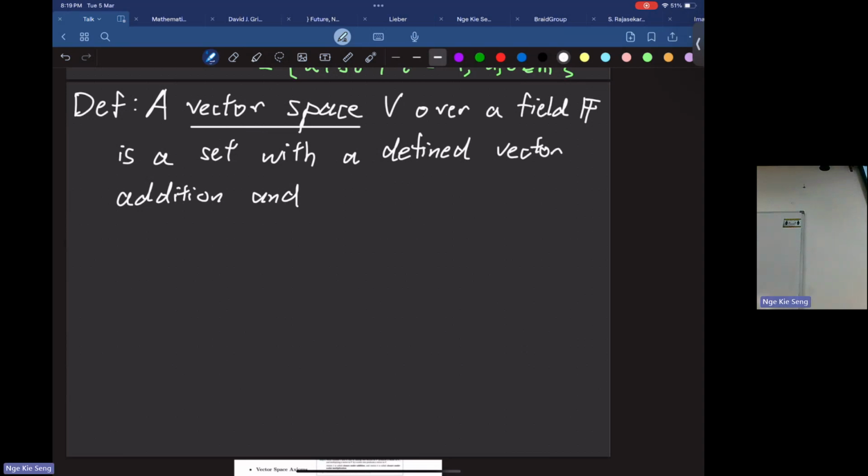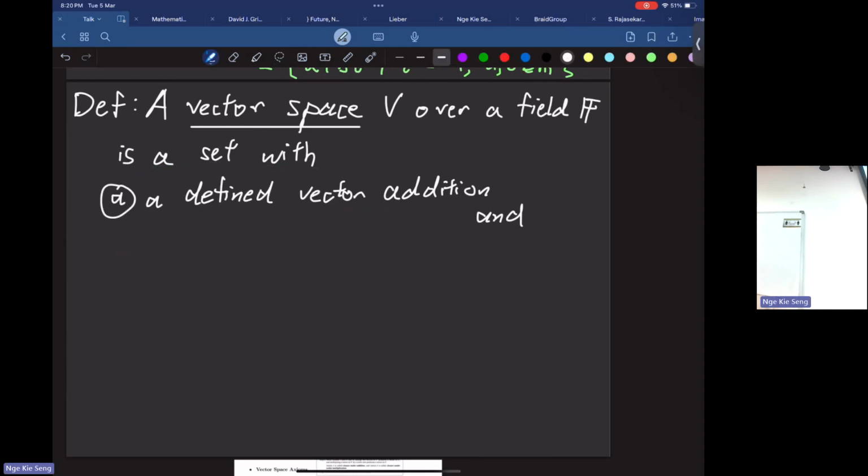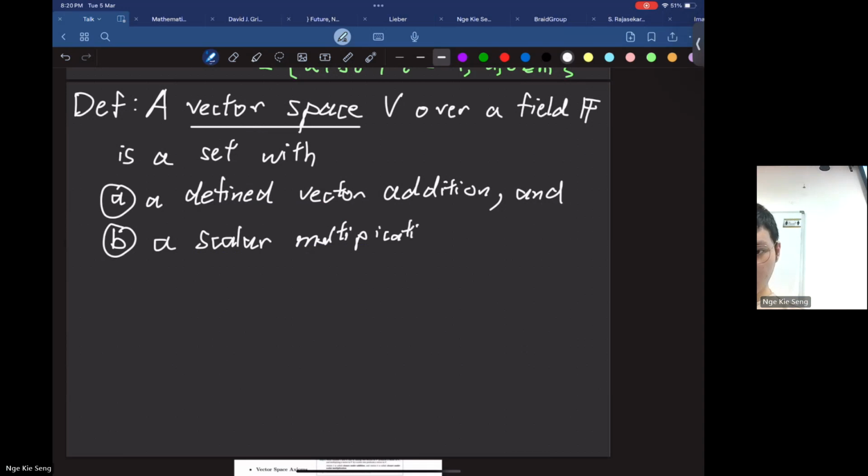Vector addition just says how we compose two elements in this set. Elements in a vector space we call vectors. So how do we compose two vectors? It's through addition. And then another thing we want is, so should I break this down? I think it's better to break this down. First of all, there are two operations here. A defined vector space has a vector addition. Second, we call it a scalar multiplication. So what's the scalar multiplication here?